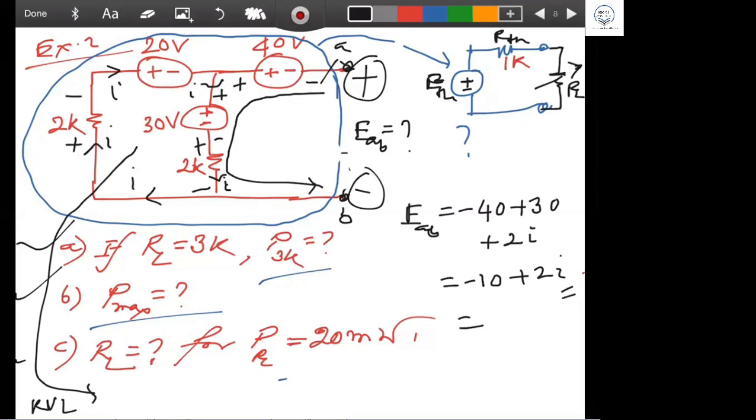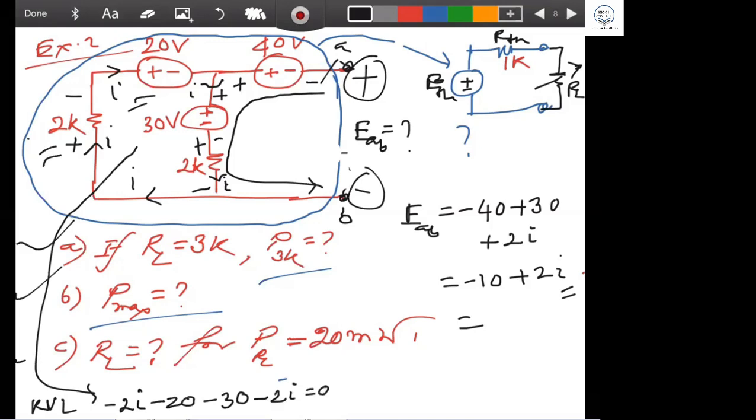Starting from 2K, minus 2I, then what? Then minus 20. 2K, then minus 20. Then next, what is the next voltage? Minus 30. This is the loop. Minus 30. After that? Minus 2I. Now, all of this equals 0.